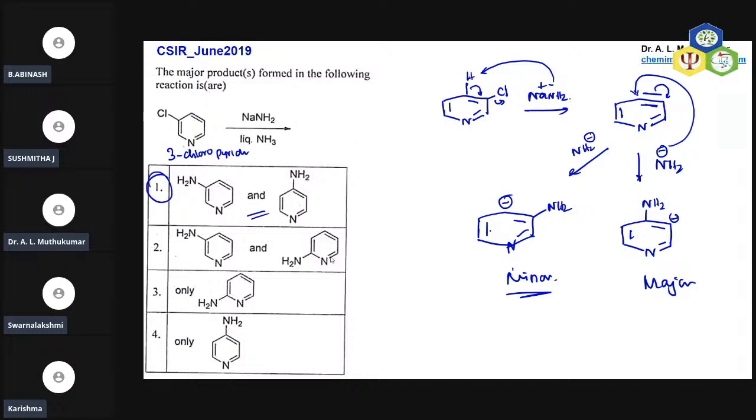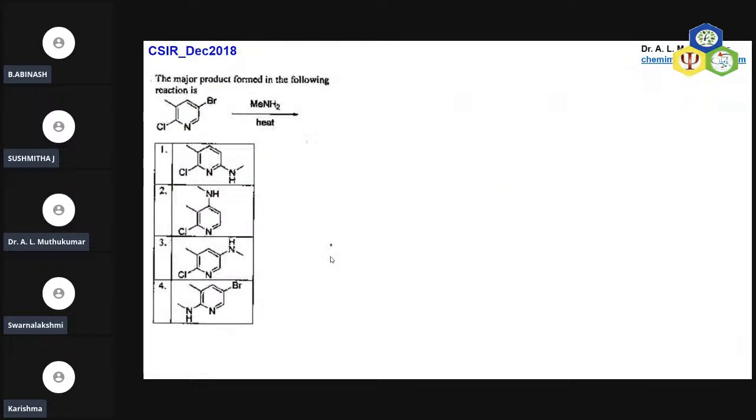Okay, next question. Okay, next question is this one. The major product formed in the following reaction is, so they have given you a dihalo-substituted pyridine system. So there are two possibilities. Either the chlorine can be removed as Cl minus, or bromine can be removed as Br minus.